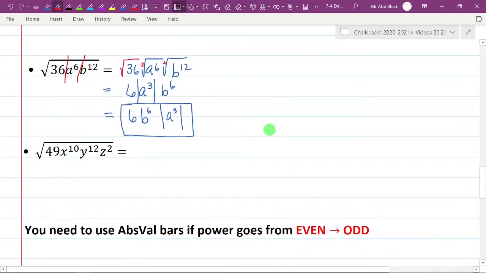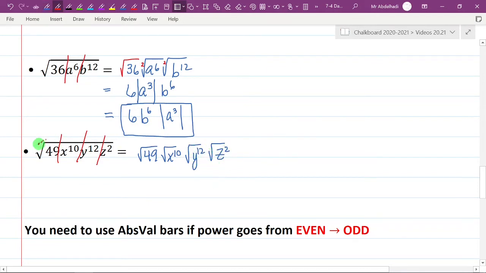Same question on steroids here. Chop it up. You have 4 roots to deal with here. You get the square root of 49, the square root of x to the 10th, the square root of y to the 12th, and the square root of z to the 2nd.